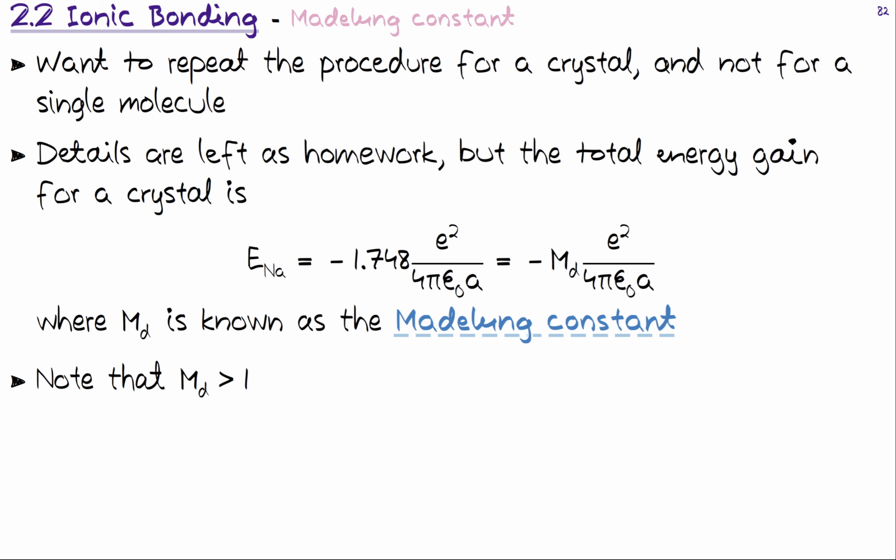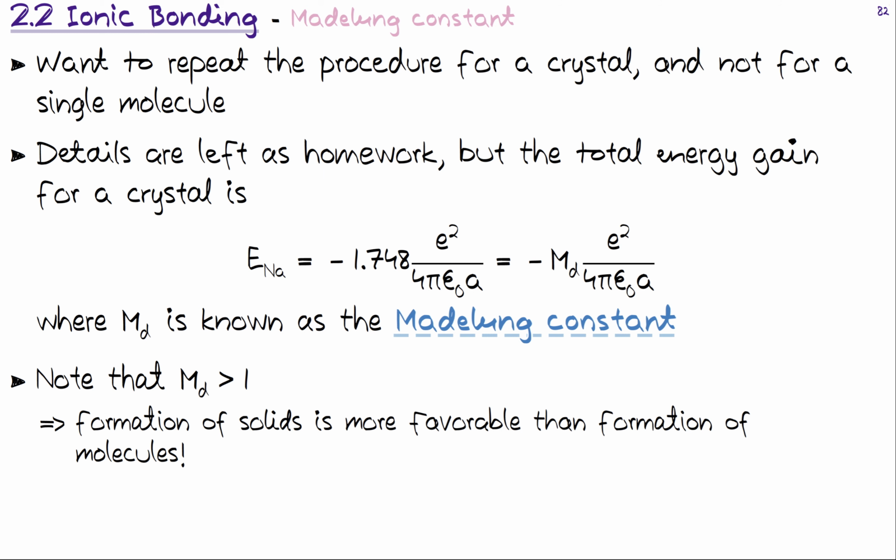And please note that if we have a Madelung constant that is greater than unity, what that implies physically is that the solid can actually be formed, so energetically it's more favorable to form a solid than a molecule. But if the Madelung constant were smaller than unity, energetically it would not be favorable to form a solid, and you would actually have a powder form of your substance.